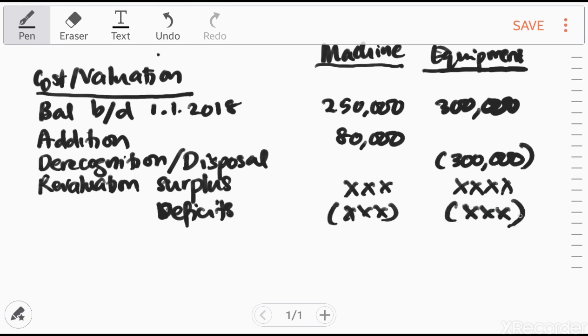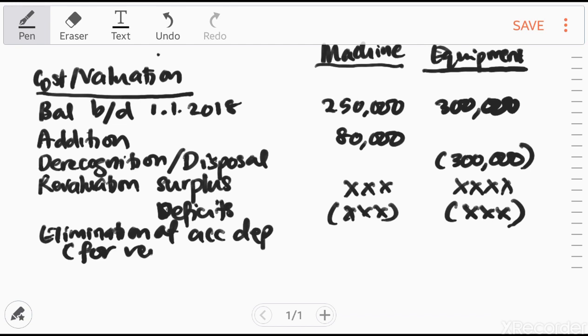But here none. Or maybe, remember when you learn the revaluation model, when you revalue the asset, the accumulated depreciation of the revalued asset were also being eliminated. So we are going to also include here the elimination of accumulated depreciation. And this is for revaluation. So we need to remove, if you can recall. So remove means to minus, to deduct.